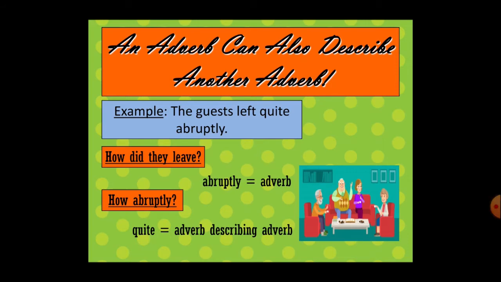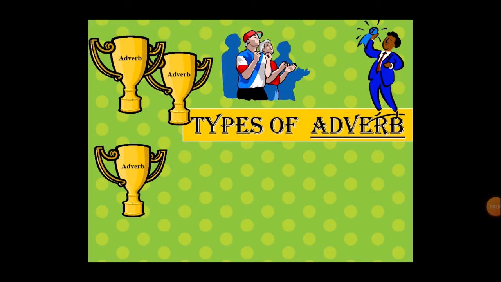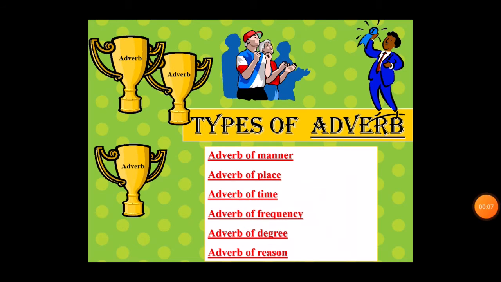Now we will discuss types of adverbs, which are adverb of manner, adverb of place, adverb of time, adverb of frequency, adverb of degree, and adverb of reason. So let us discuss them one by one. The first type is adverbs of manner. These answer the question how.